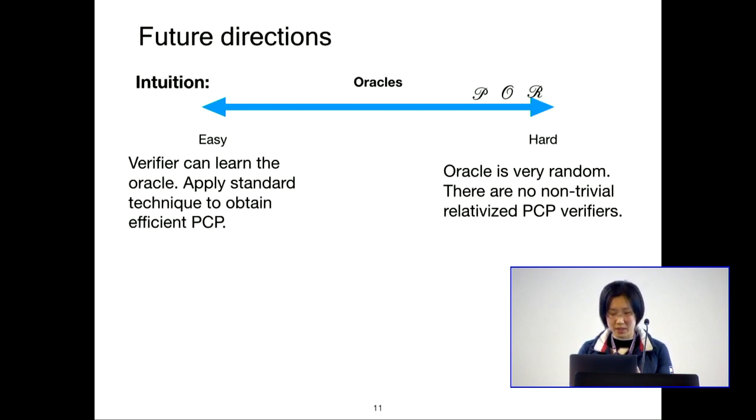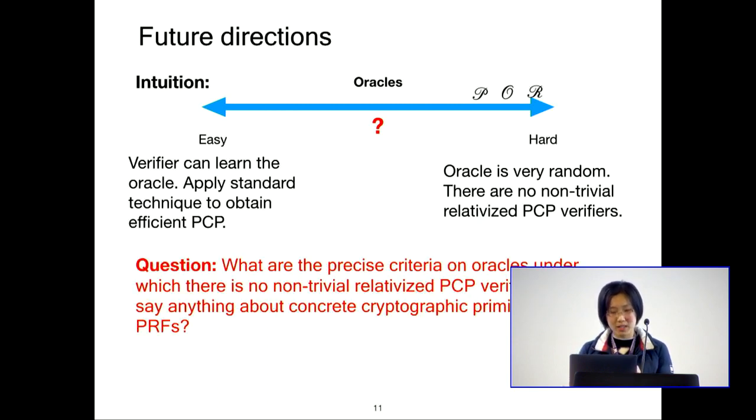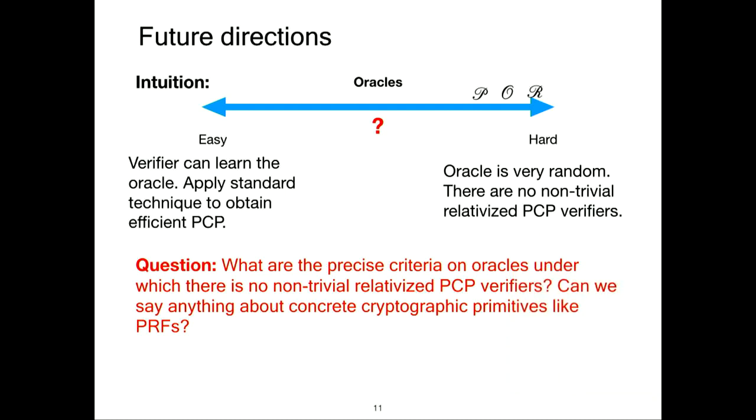So somewhere on this axis, the oracles turn from being easy to being hard. The question we want to ask is, what are the precise criteria on the oracles under which they suddenly become hard and do not have non-trivial relativized PCP verifiers? Also, it would be nice to be able to say something about concrete cryptographic functions like pseudo-random function families, whether those oracles fall on the easy side or on the hard side. So, that's it, and thank you.